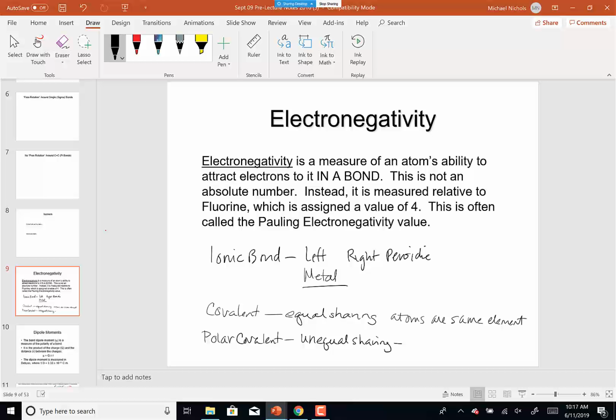I mean, it's sharing, but it's unequal. So you can apply that to whatever situation you want. Maybe a car is unequally shared. So if you have this unequal sharing, when is that going to happen? That's going to happen when you have non-metals that are bonded. And so where do we find the non-metals?